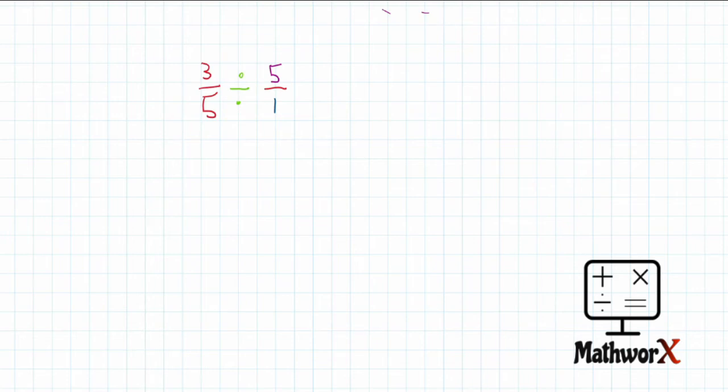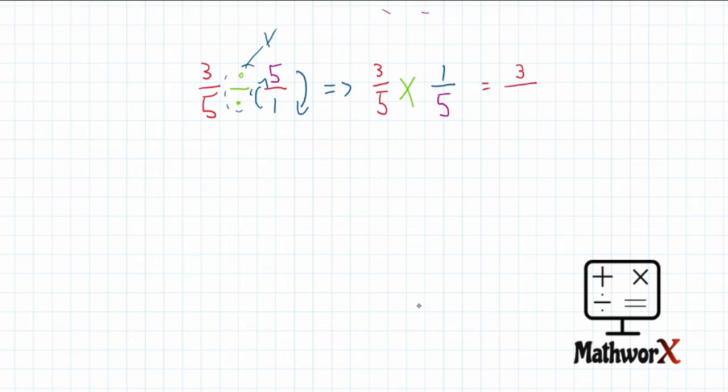5/1. And now we can swap these numbers around, swap the division symbol to a multiplication symbol, and this becomes 3/5 times 1/5. And that is equal to 3 times 1 is 3, and 5 times 5 is 25, so 3/25.